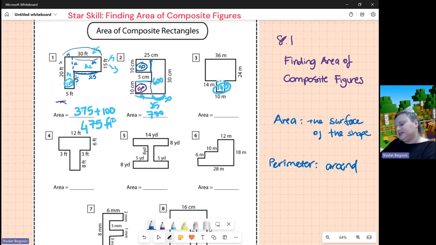36 times 3, 108 times 8. I will use a calculator for this, which I don't like. I don't like to use a calculator, but the numbers are ridiculous. And it is 864 meters square, and this one was centimeters square. And I love these questions.